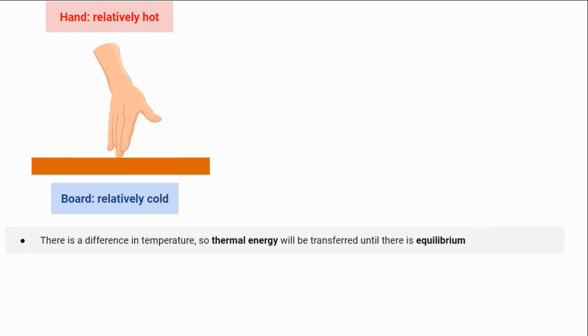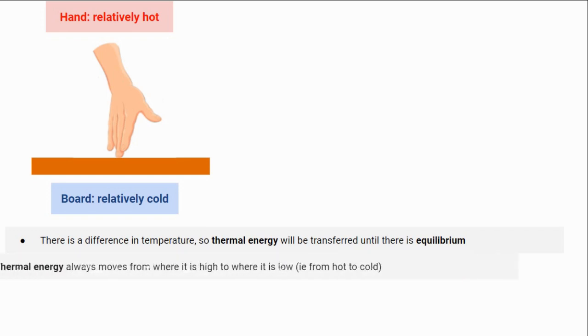So when objects of different temperatures come into contact, thermal energy will be transferred from the hotter object to the colder object until they reach the same temperature, which is what we call thermal equilibrium. In this case, thermal energy is moving from your hand into the chopping board. This is shown on the diagram with those red arrows.